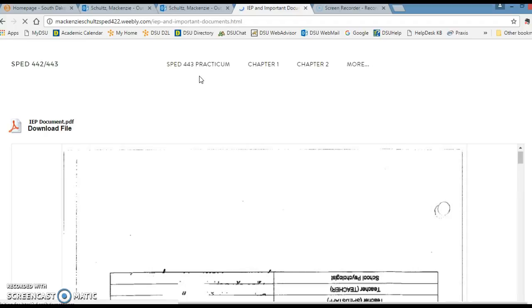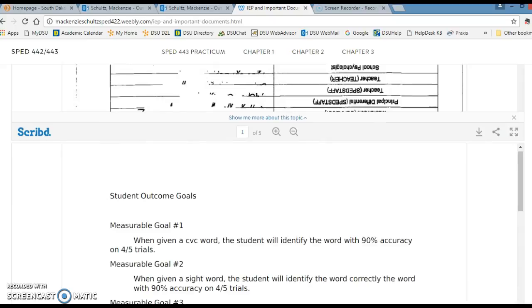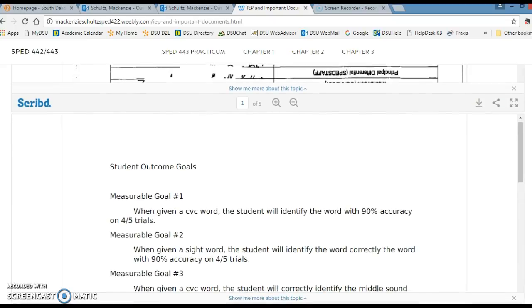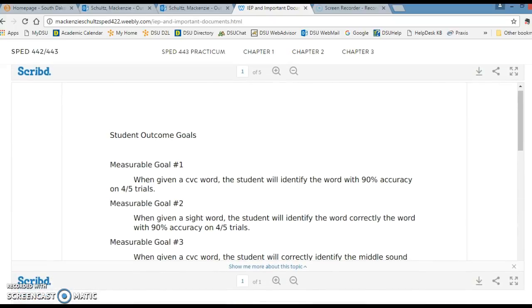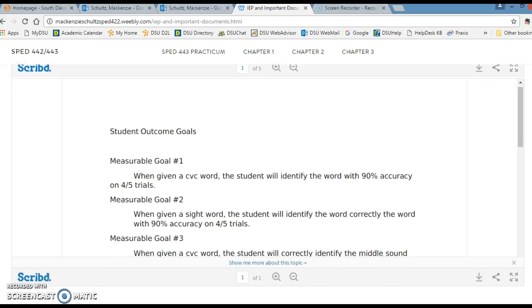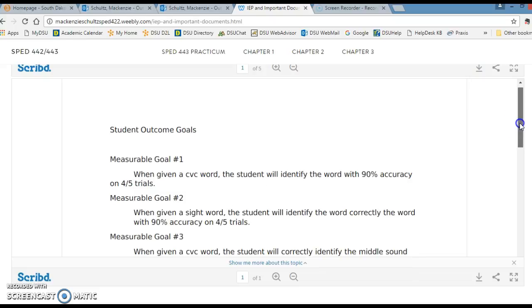So first off is the IEP, and that basically just talks about what services the student is receiving. I chose to do a kindergarten student, so some of the kindergarten goals and what he needs and what services he receives right now, which is special education services, and he also receives speech services as well.